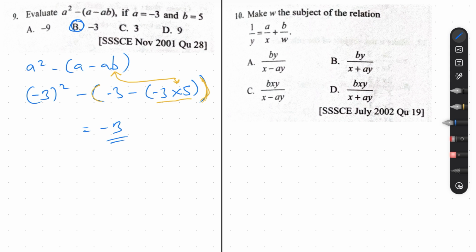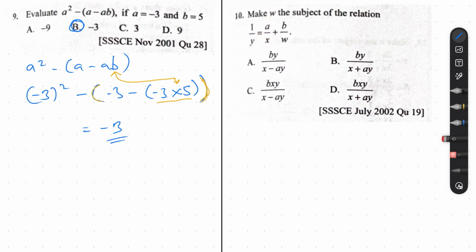Cool. Let's go to question number 10. It says make w the subject of the relation. So we want to make w the subject, okay? So let's separate this by moving this whole expression to the other side, okay?